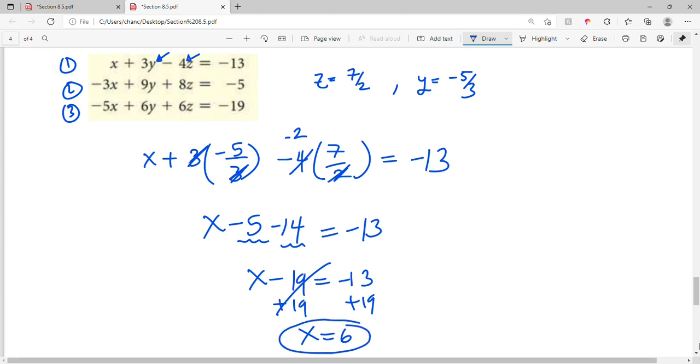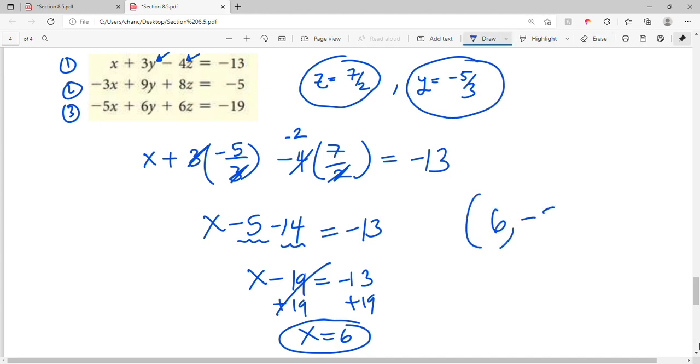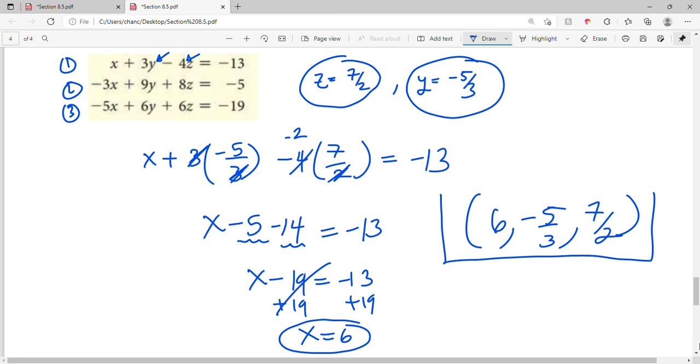So let's write our answer in the correct form. Our answer is 6, negative 5/3, 7/2. It took us a while, but we did it. This is our solution.